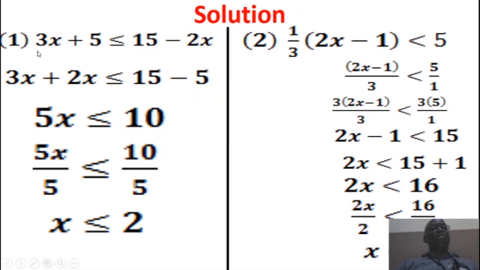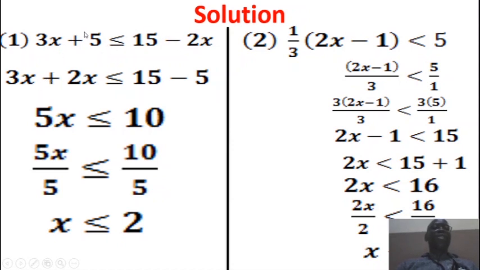To solve the first one, having written the question as it is given, remember what I said, variables to the left-hand side, so there is negative 2x here, which is minus 2x. How do we cancel it? We add 2x to both sides, and that's what has happened here.